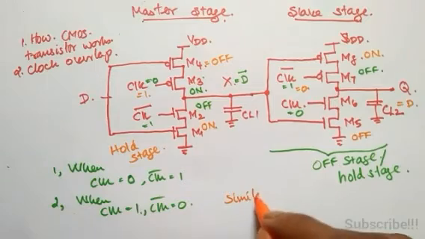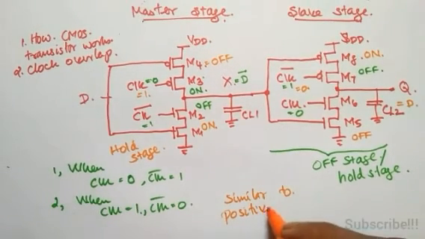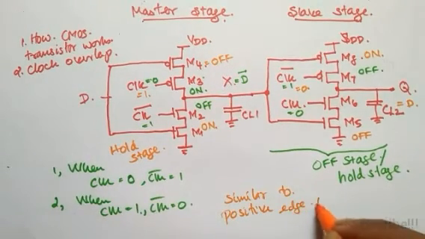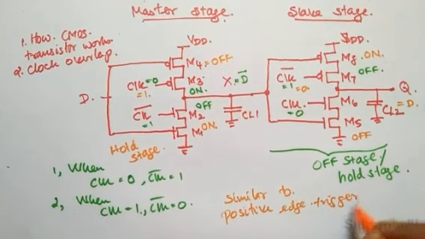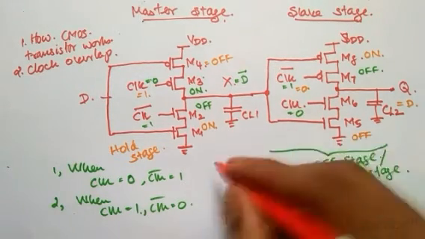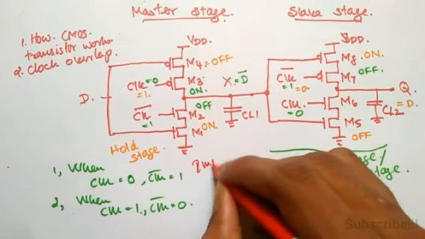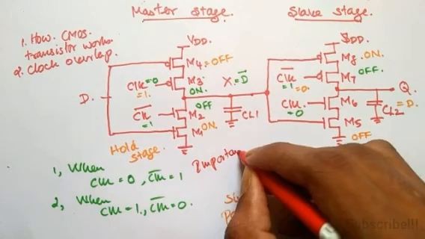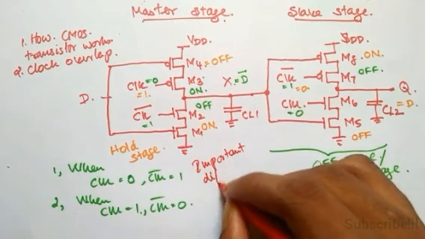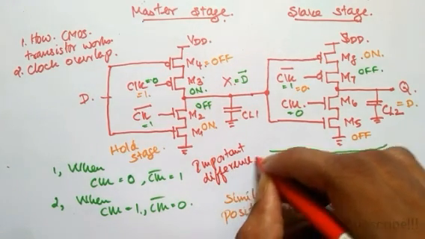So this process is similar to the positive edge triggered register, but has an important difference from the positive edge triggered register, that is the insensitivity to the clock overlap that we discussed before. So we move on to the concept of how clock overlap is eliminated by the C-square MOS.